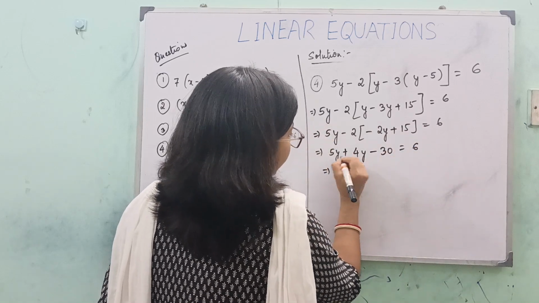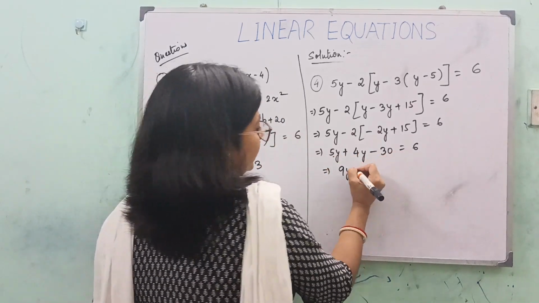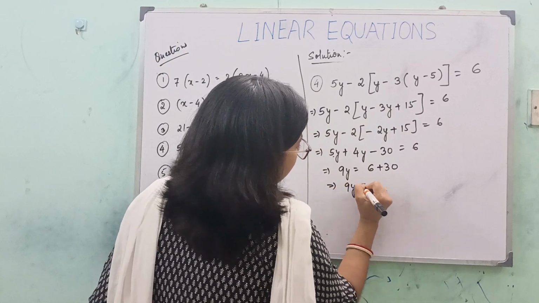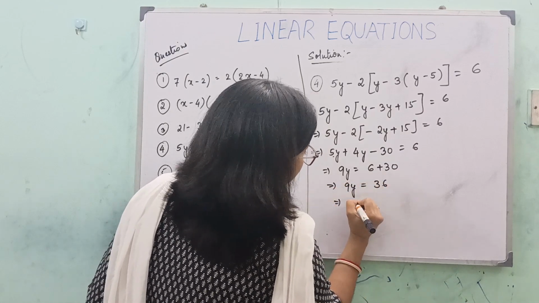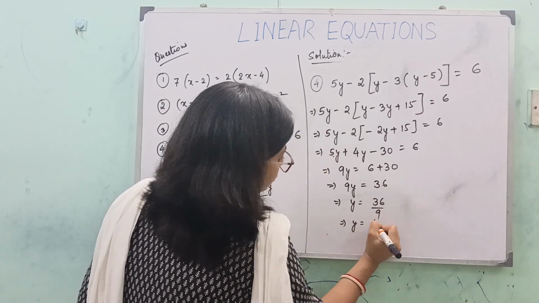So this is 9y. 5y plus 4y is 9y, and 30 I'll take this side. So 6 plus 30. So 9y equals to 36, or y equals to 36 by 9, y equals to 4.